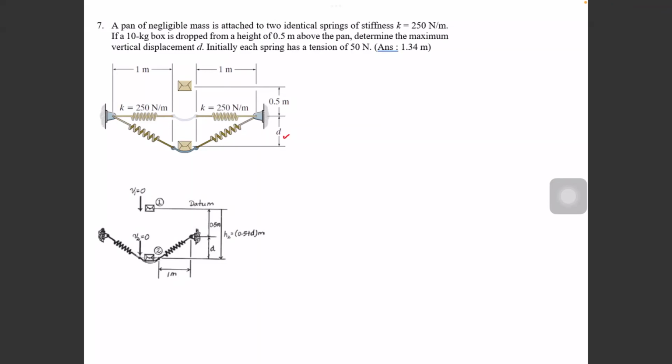Initially, each spring has a tension of 50 Newton. Okay. So pada keadaan spring ni straight ni, ini. So the tension dia adalah 50 Newton. Okay. So it's no friction, no external force. So you can use conservation of energy. Right? Iaitu T1 plus VG1 plus V elastic 1 is equals to T2 plus VG2 plus V elastic 2. Right?